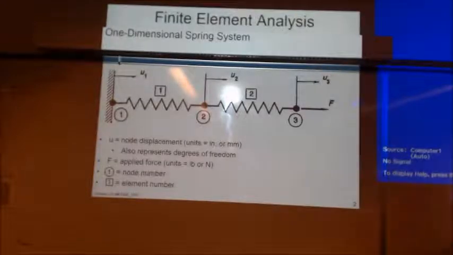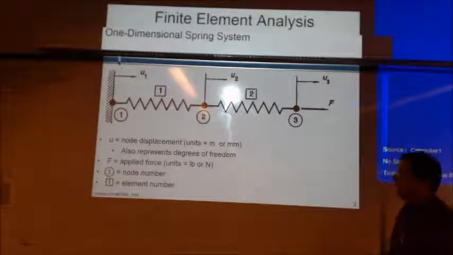Okay, so we're going to talk about FEA operations today and how this goes together. Just starting out with a simple one-dimensional spring system to kind of get us oriented, learn how this goes, and put it together. So our U's are our node displacements, and they can be in whatever units we choose, right?